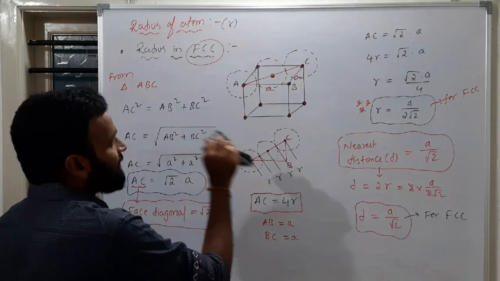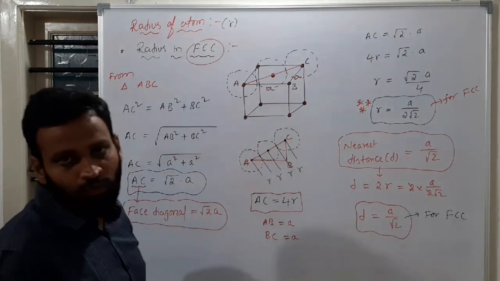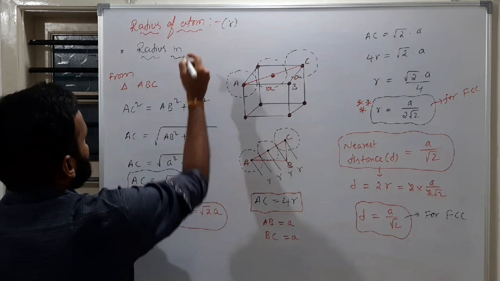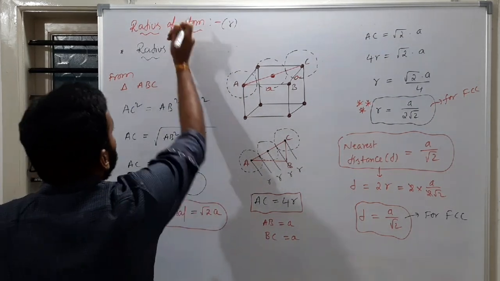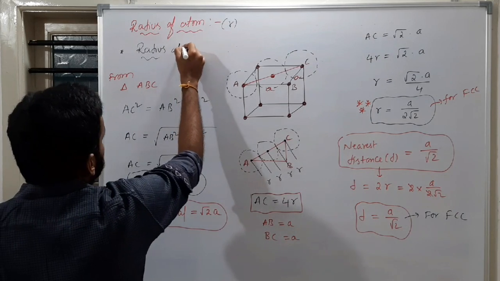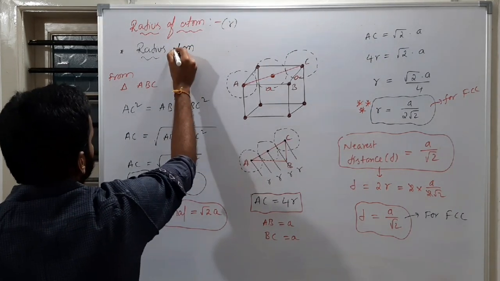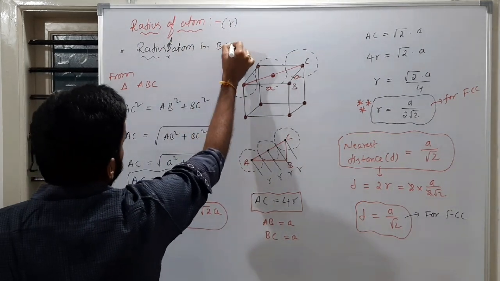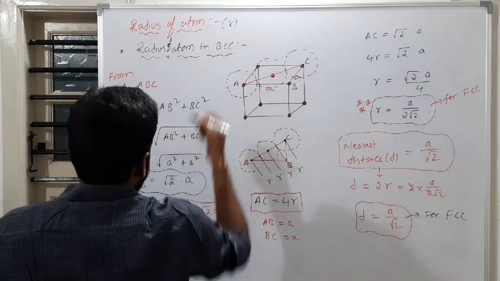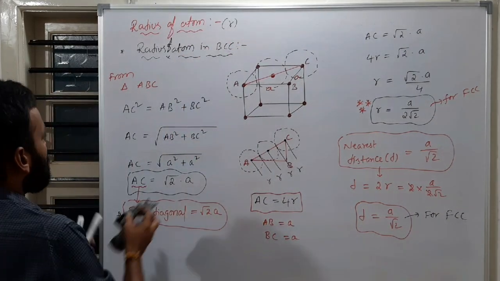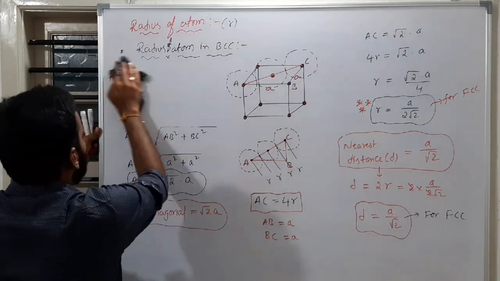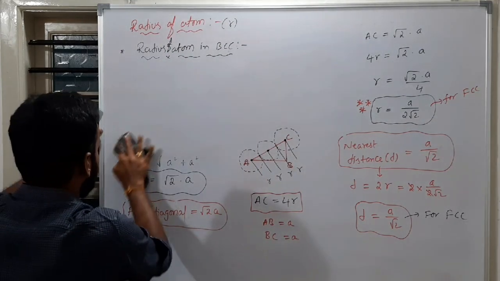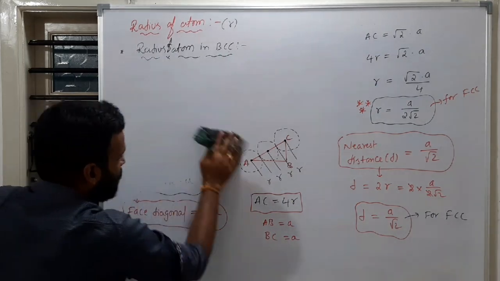Same story, but you will consider body center atom. Face center atom won't be there. So radius in BCC, body center, radius of atom. Radius of atom in BCC, body centered cubic. Let's see now. Okay, so now we have to draw again for BCC, body centered cubic. Get it? So what is BCC?